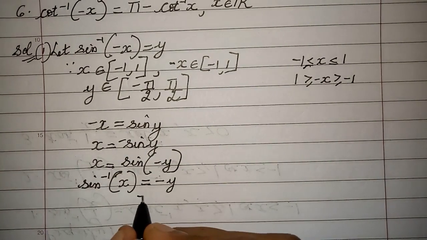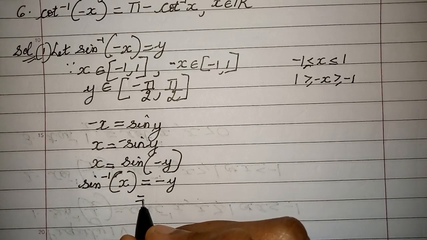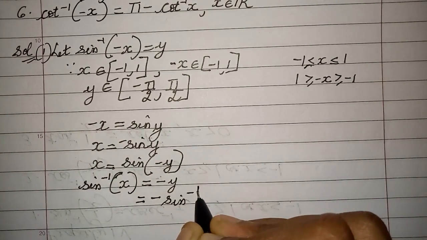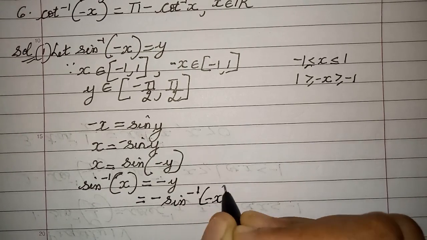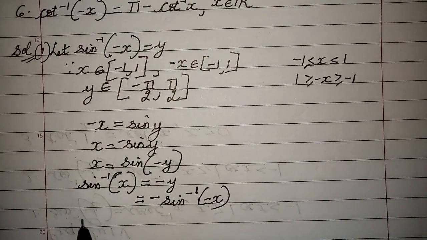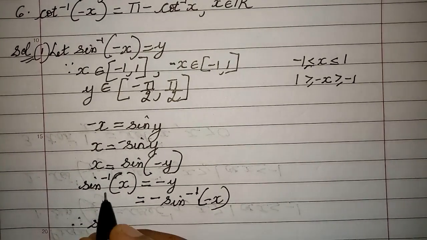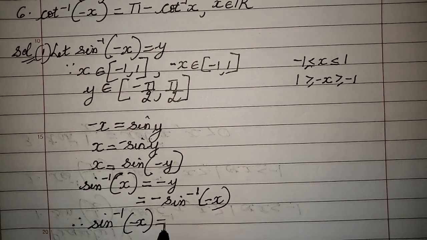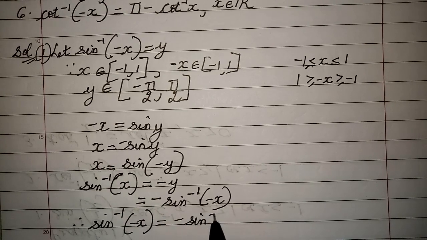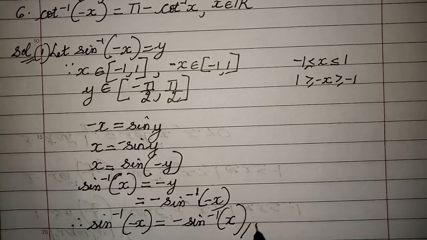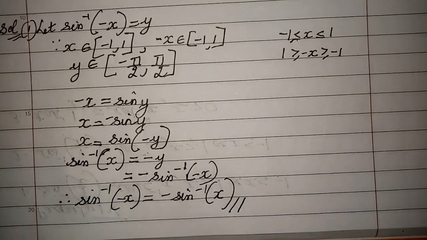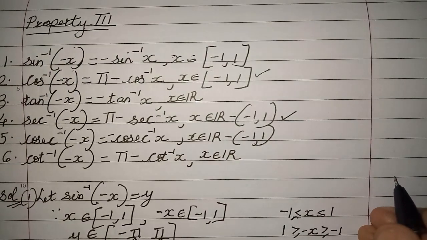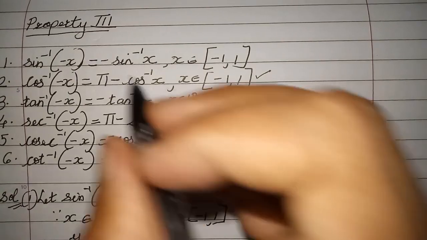So now what will happen? But what is my y, children? My y is nothing but sine inverse of minus x. So what I have proved here, if I rewrite it, is that sine inverse of minus x is minus sine inverse of x. Yes. Now let me take another one. Let me prove the second one.